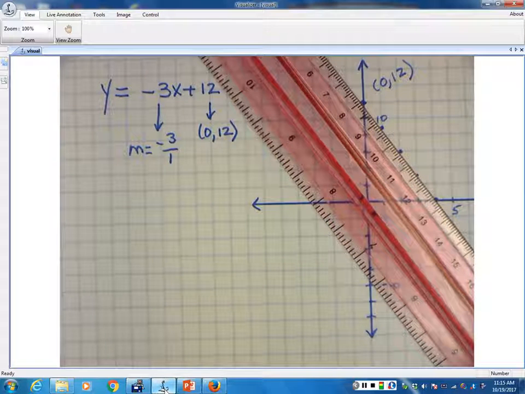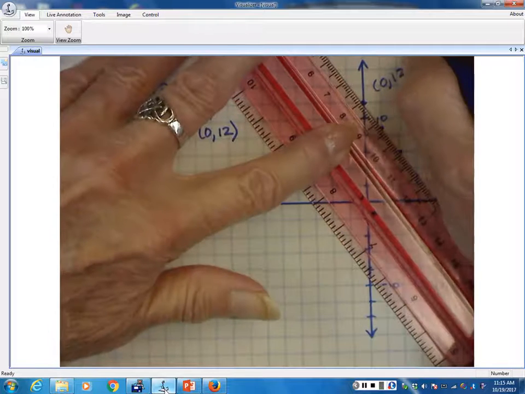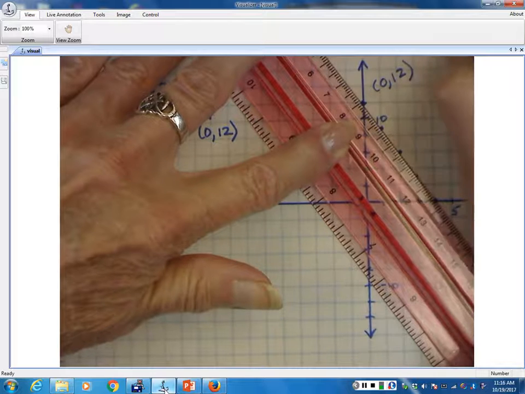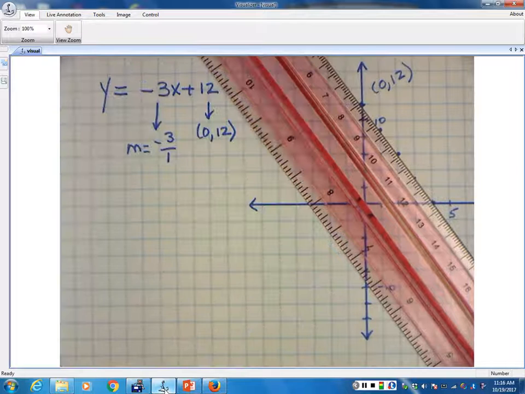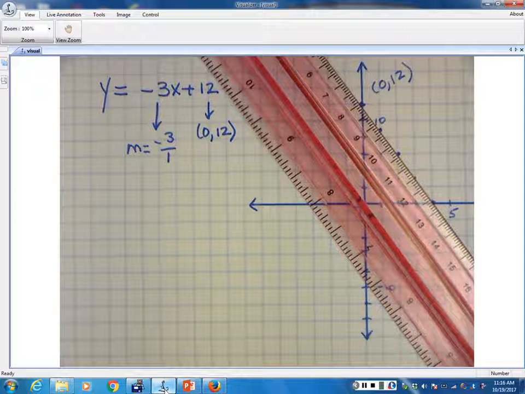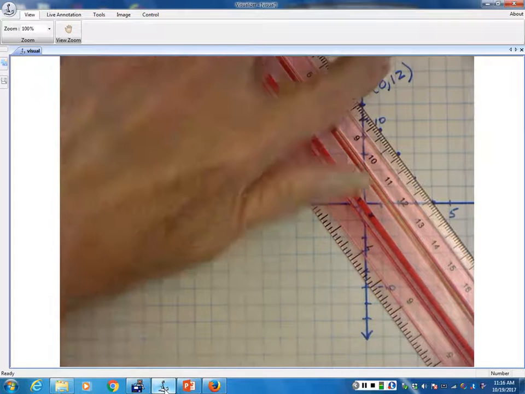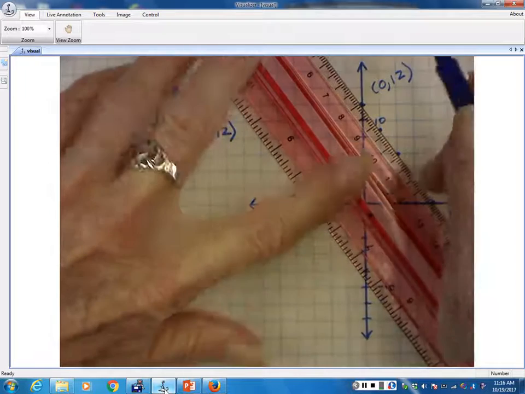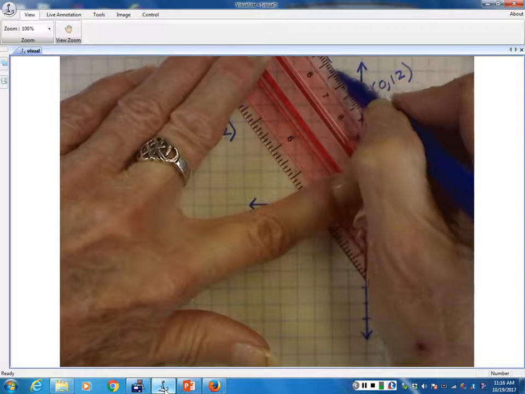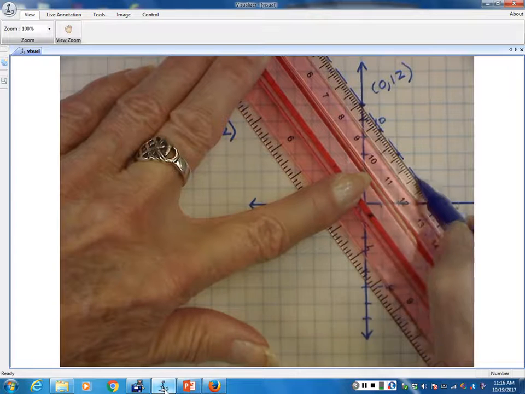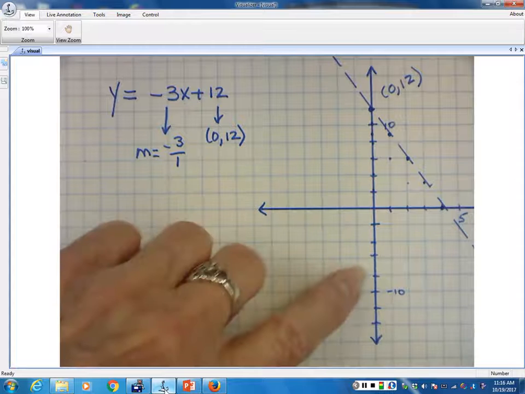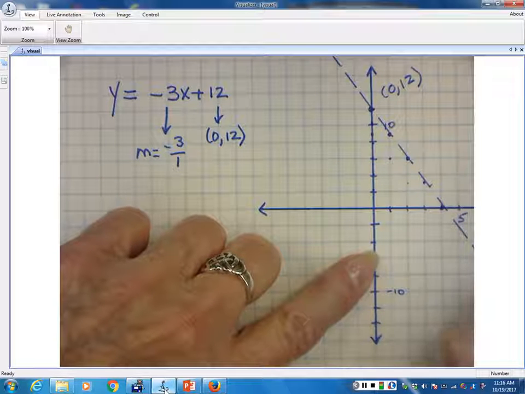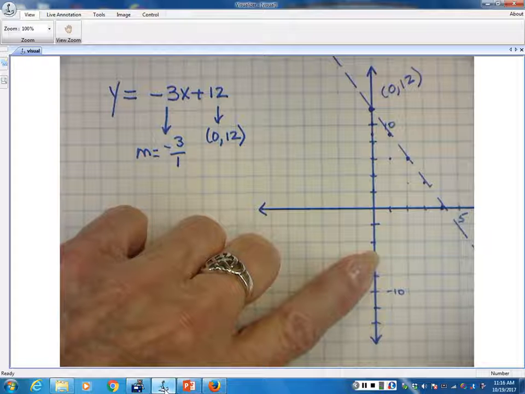Now, I need to look back at my inequality. My inequality said y is less than -3x plus 12. So should I make a solid line or a dotted line? Dotted. Make it dotted because there's no equals in this, just a less than. I'm going to make a dashed line, and that dashed line represents y equals -3x plus 12.